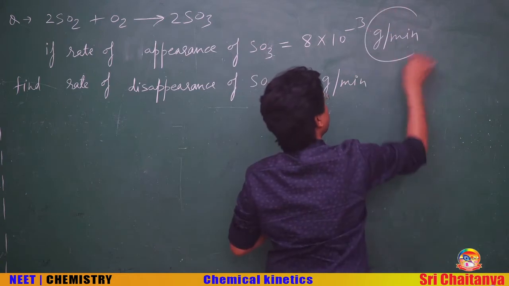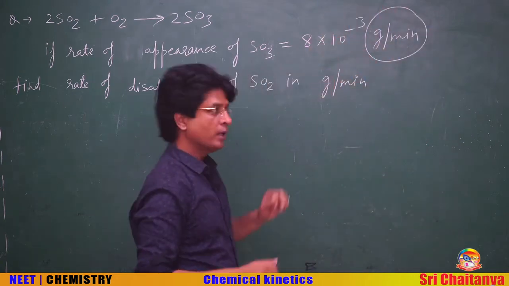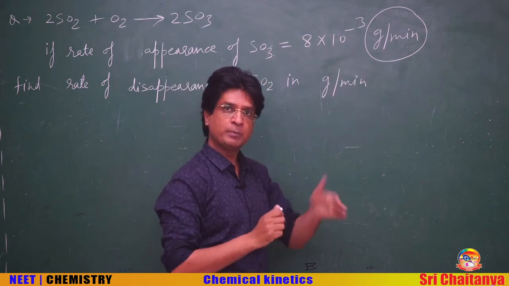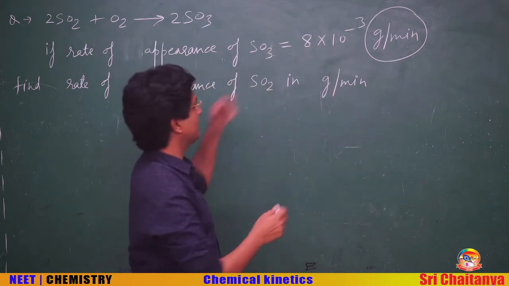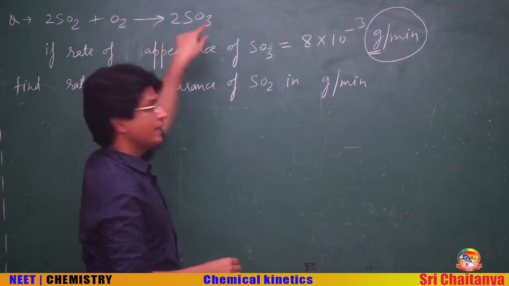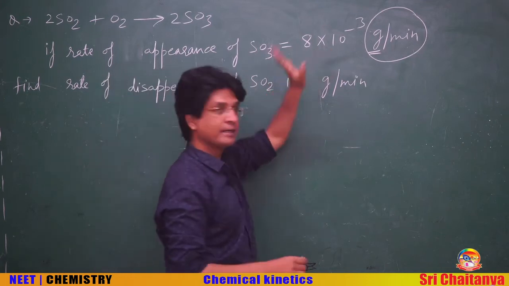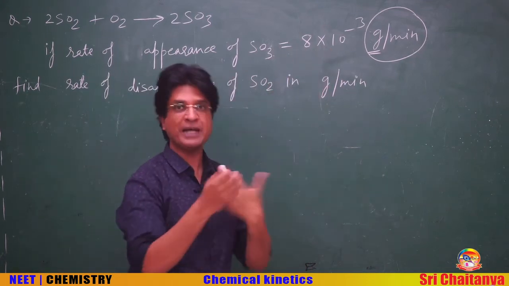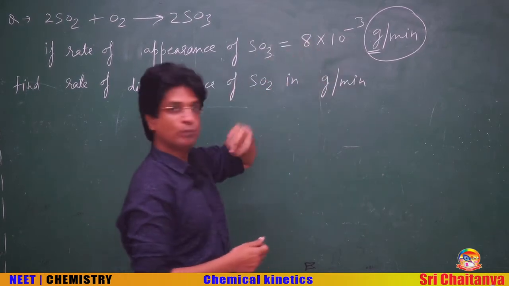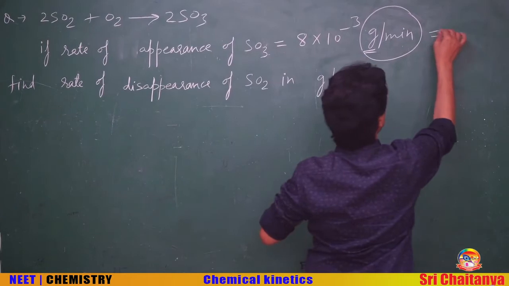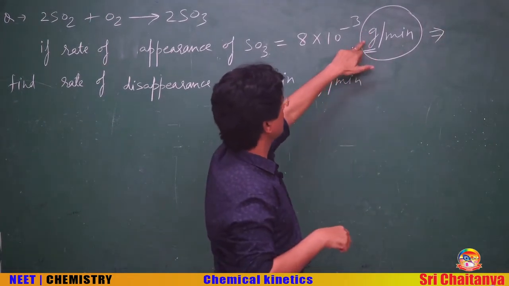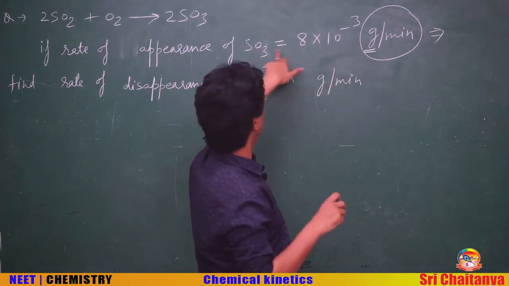This grams per minute is the catch here. Normally the data given is in moles per liter per second or per minute, but here they have given data in grams. Remember, students, this equation is written in moles, the data given is in grams, so there is a mismatch. To remove that mismatch, I should convert this grams into moles, by dividing this grams by the molecular weight of SO3.